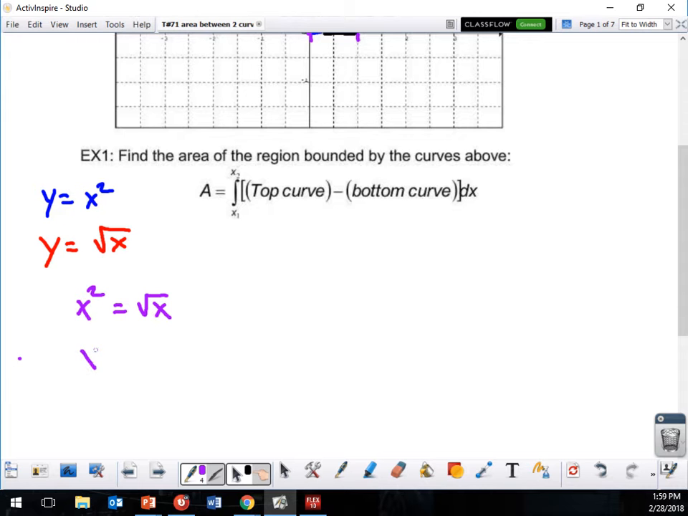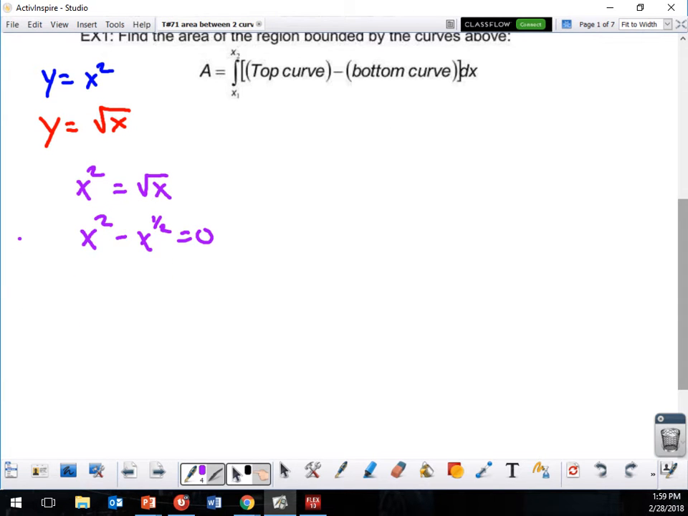So it's going to be x squared minus x to the 1/2 equals 0. Well, now it's kind of weird. Now, I'm about ready to factor. What am I factoring out? x to the 1/2. And I'm left with x to the 3/2 minus 1.